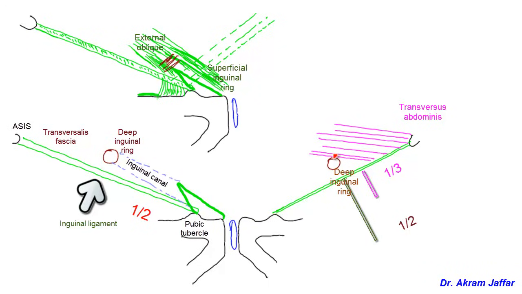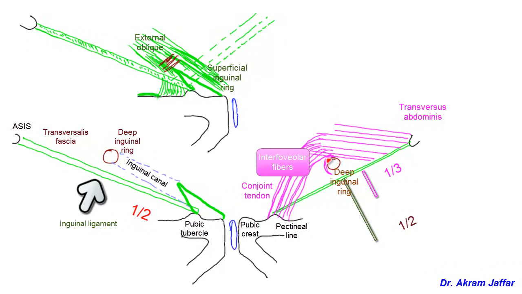The lowermost fibers of the transverse abdominis muscle arch down and become tendinous. These fibers are attached to the pectineal line and to the pubic crest. Those arching fibers constitute part of a ligament here, which is called the conjoint tendon or falx inguinalis. Some of these fibers curve medial to the deep inguinal ring and constitute a thickening here that forms a physical boundary of the deep inguinal ring, and these are called interfoveolar fibers.